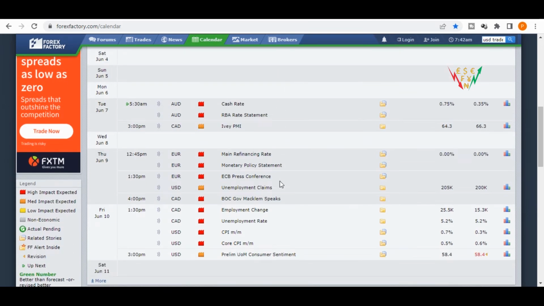And also on the 7th of June, the United States trade balance. That news is not reflecting here on Forex Factory, but I do have it in my own personal journal. Trade balance is a very important one too, and what it means is that it looks at the United States trade with other countries.